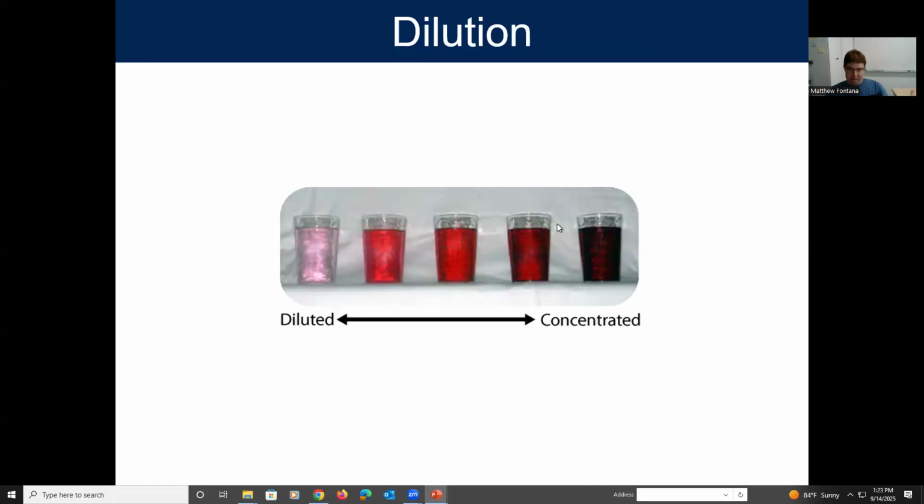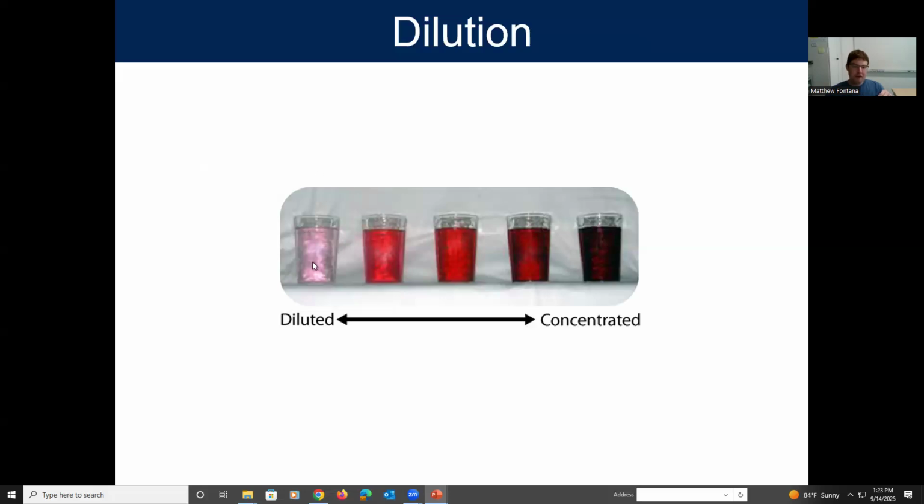And so what we have shown here is what's called a serial dilution. We're not talking about the cereal that you dilute with your milk. We're talking about serial as in a series. And so this is a factor of 10 more concentrated than this one. This is a factor of 10 more concentrated than this one. And this one is a factor of 10 more concentrated than this one. And this one is a factor of 10 more concentrated than this one.